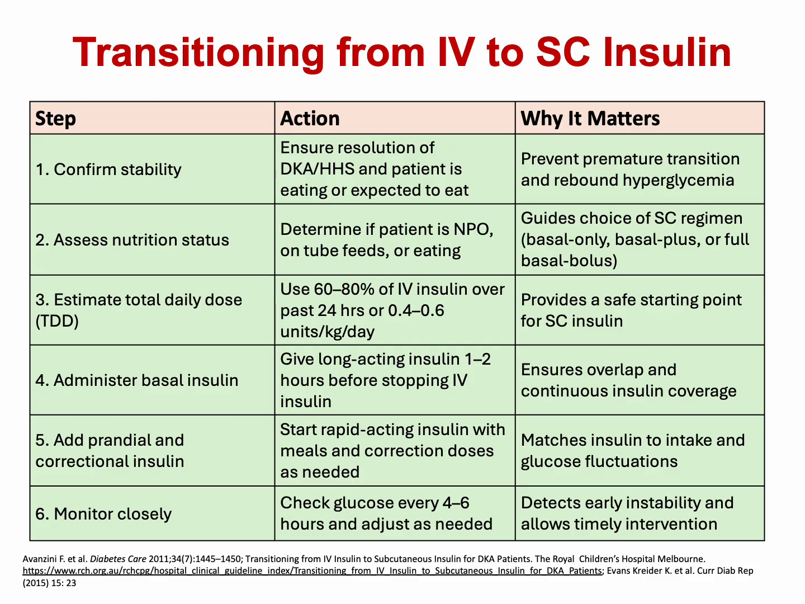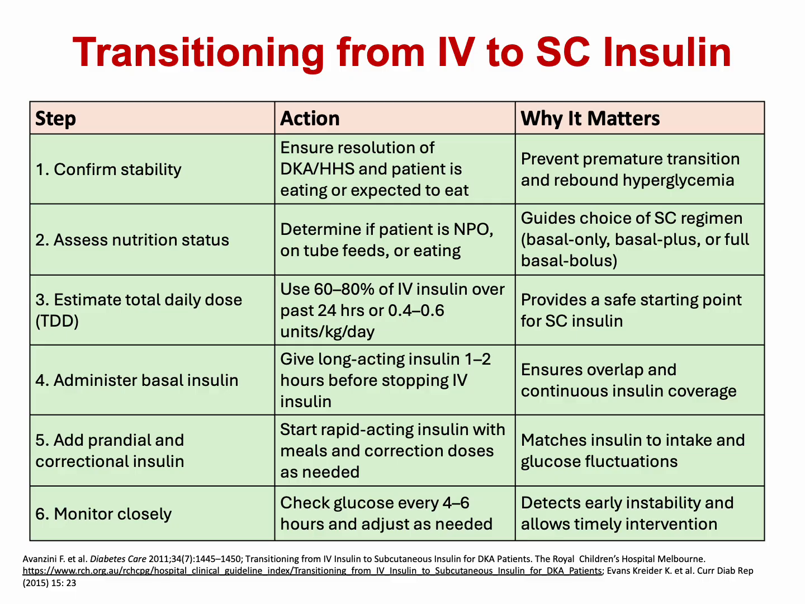Now, when switching from IV insulin to subcutaneous insulin, timing and stability are key. First, confirm that the patient is clinically stable, for example, with resolved acidosis in DKA or improved hydration in HHS, and that they are able to eat or expected to eat soon. The next step is to calculate the total daily insulin dose. If the IV insulin drip has been running for 24 hours or more, we can use 60 to 80% of the total IV insulin given over that period of time.